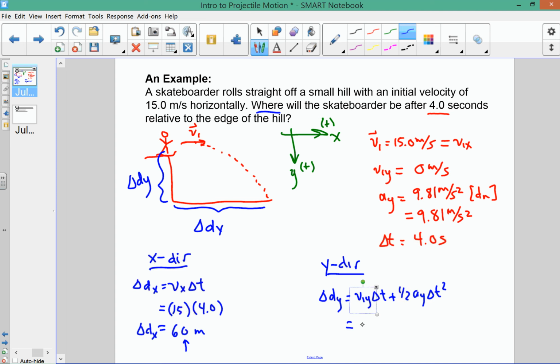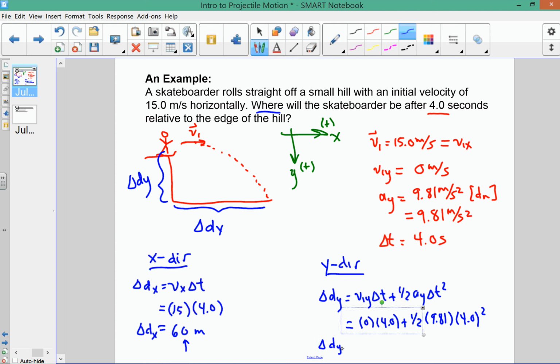So now I'll just substitute in some values. My initial velocity is 0, and my acceleration is 9.81 times 4 squared. So that gives me, when I plug it in on my calculator, 0.5 times 9.81 times 4 squared is 78.48 meters. And this is where I want to round to eventually.